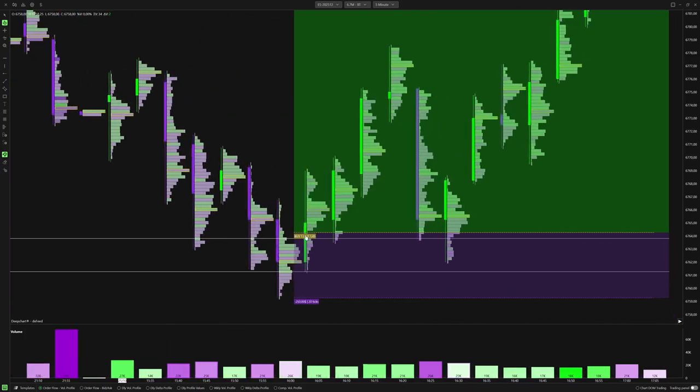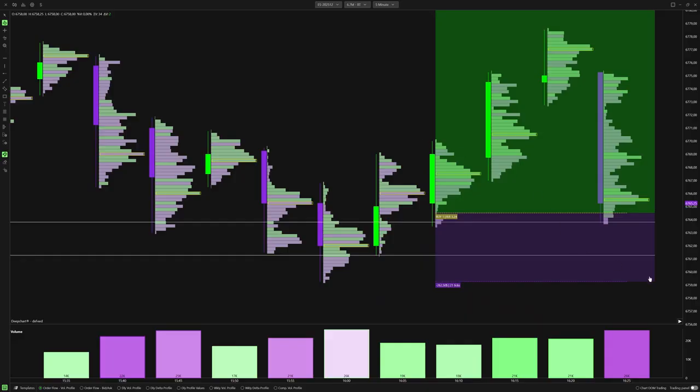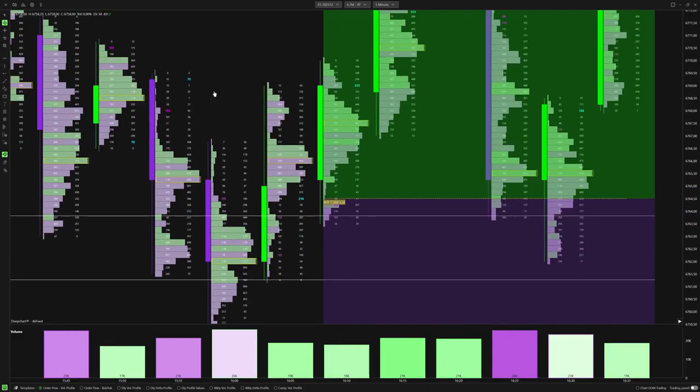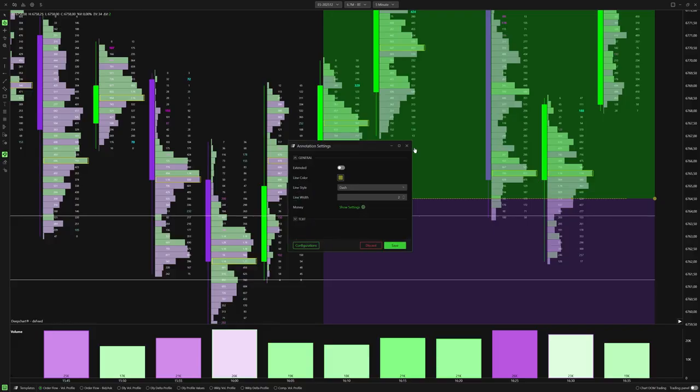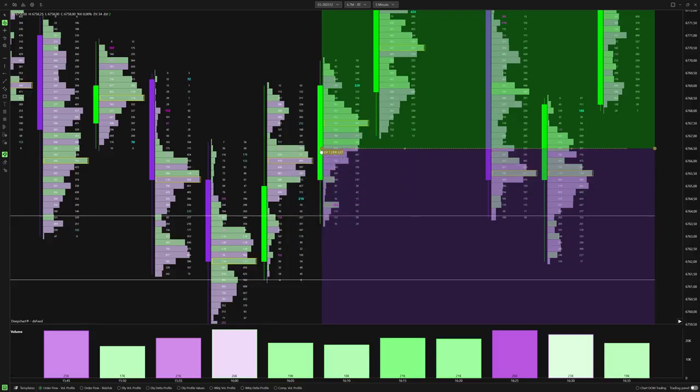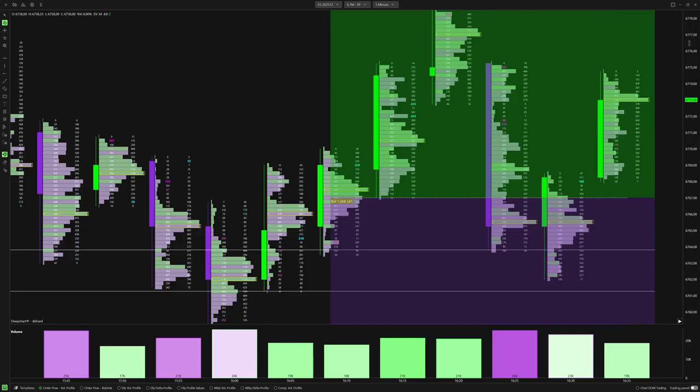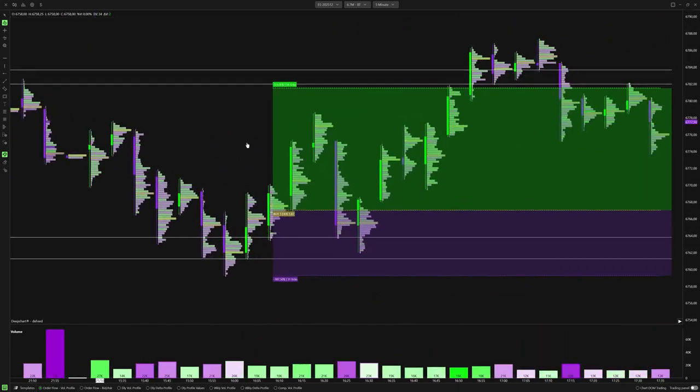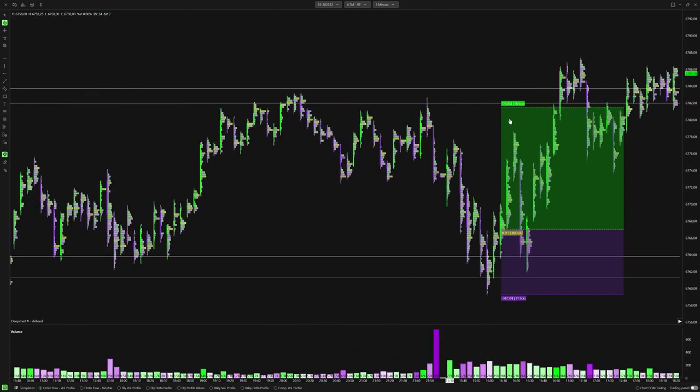You could either wait for a test or wait for the following candle to close and even maybe take a slightly lower risk to reward, 1 to 2. And that's a high probability trade. Now let's go to the other side and see what happens.